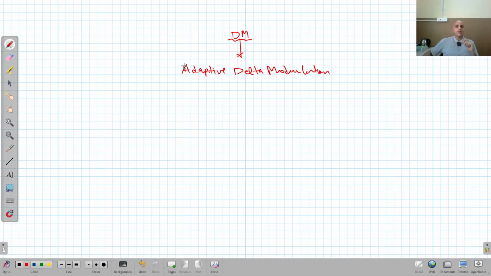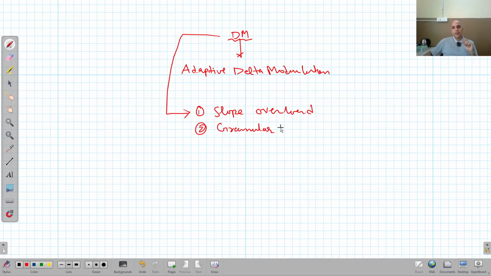We have seen that delta modulation was suffering from two major drawbacks. The first one was slope overload, and the second one was granular noise. These are the two serious problems with delta modulation. In order to solve them, this new type of pulse code modulation was invented.